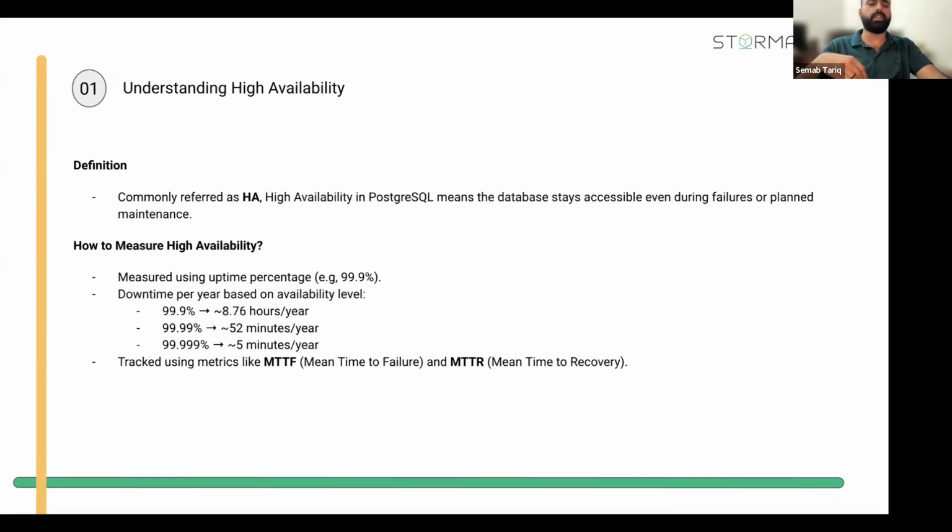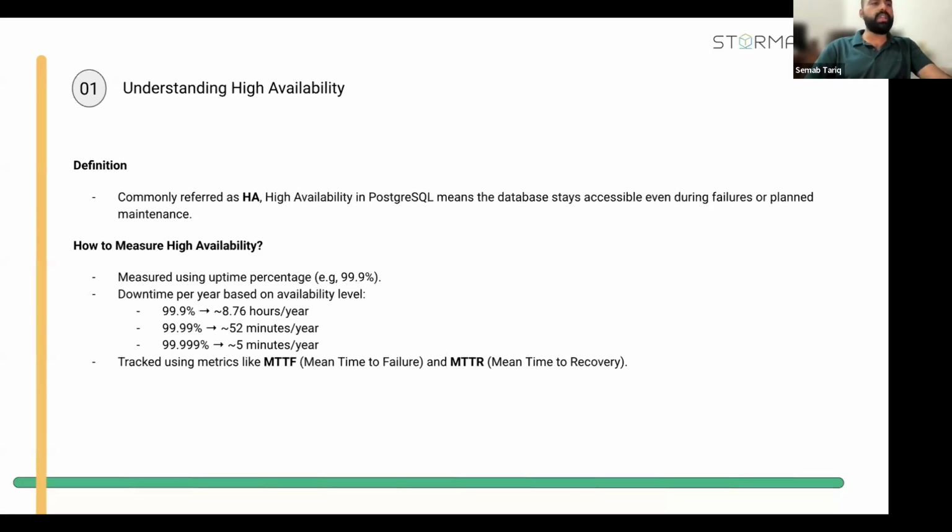And if we say that our system is 99.99% highly available throughout the year, that means we can expect 52 minutes of downtime per year. And similarly, if we say our system is 99.999% highly available, in short, we call it 5 nines of high availability, that means that we can expect our system to have a downtime of around 5 minutes per year, which is again on a very low side if we have 5 nines of high availability.